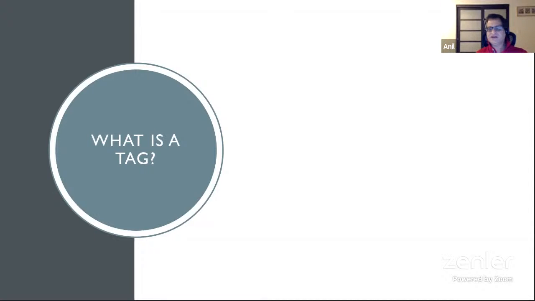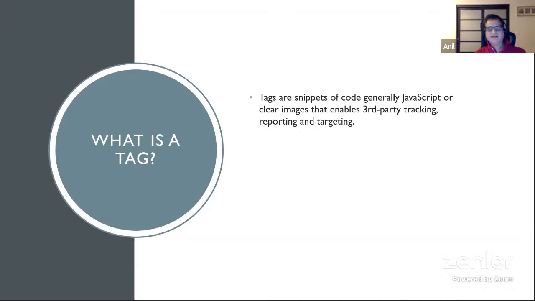Facebook gives you a JavaScript code that you put on your site. It's called a pixel or a tag. So pixel and tag are pretty much the same thing. Tags are snippets of code, generally JavaScript, or clear images that enable third-party tracking, reporting, and targeting. It could be used for other things as well, but that's what the tags are.